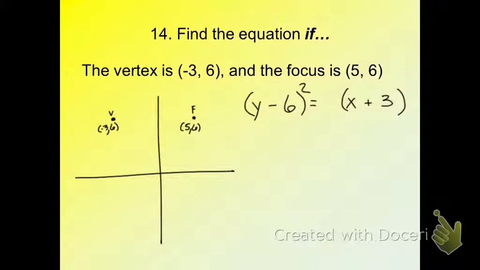What is the p-value on this problem? The p-value is 8. And that's just the distance from here to here. You're looking at those x values. -3 to 5, that's 8 units across. So then that 4p would be 32.